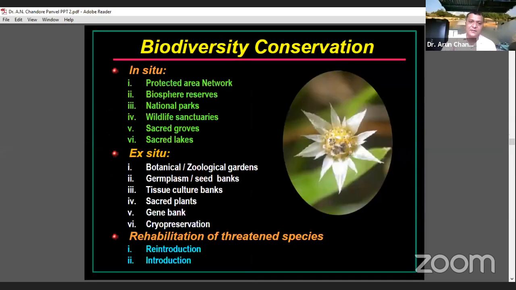For biodiversity conservation, there are two generally used methods. In situ conservation is protection of biodiversity components in their natural habitat: protected area network, biosphere reserve, national park, wildlife sanctuary, sacred groves, sacred lake. Ex situ conservation is protection of biodiversity components outside the natural habitat: botanical and zoological gardens, germplasm, seed bank, tissue culture bank, gene bank, cryopreservation, etc. Here, re-evaluation of threatened species via introduction and reintroduction.